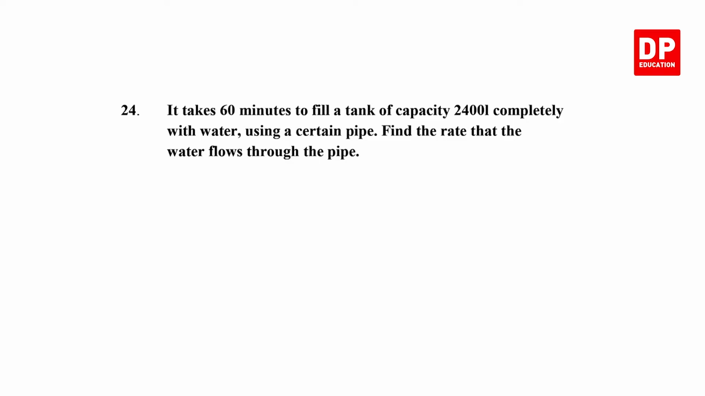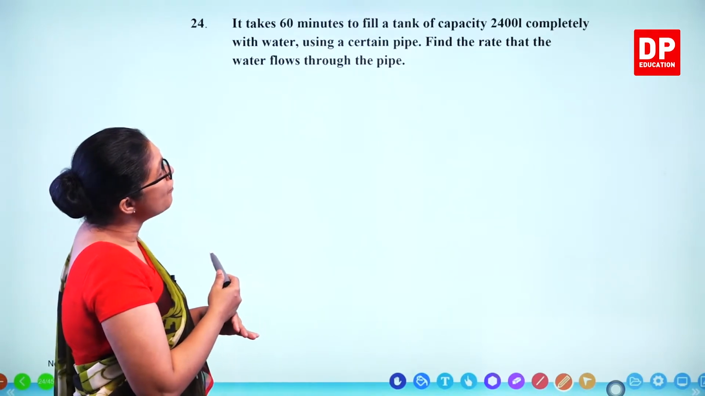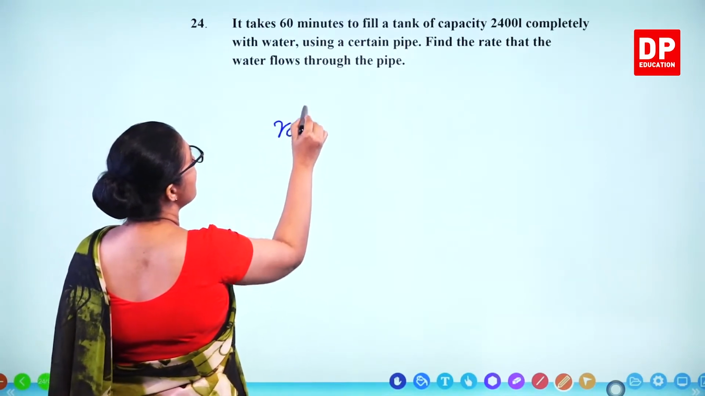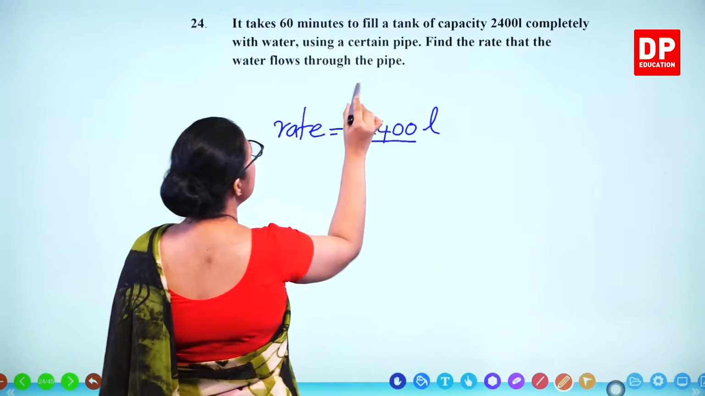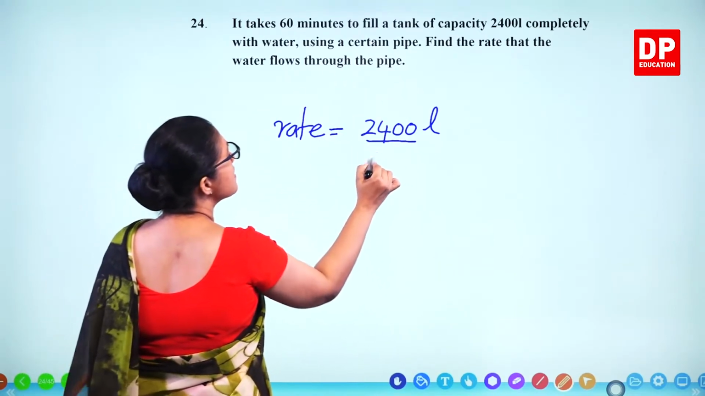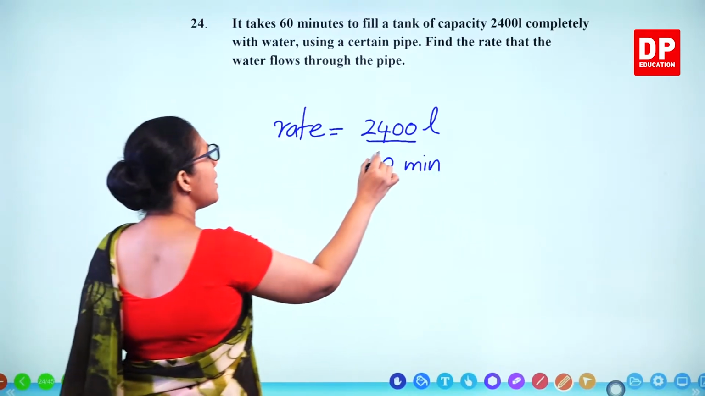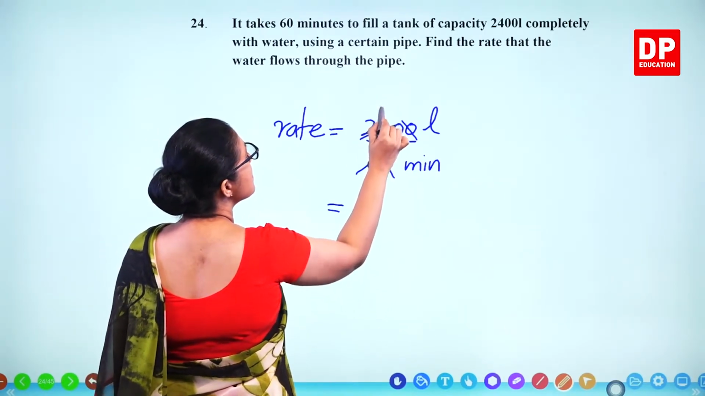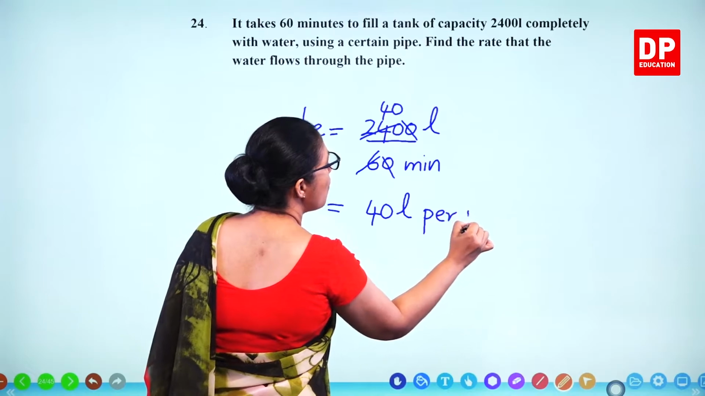Question number 24. It takes 60 minutes to fill a tank of capacity 2400 liters completely with water using a certain pipe. Find the rate that the water flows through the pipe. So rate, straight away you can write 2400 liters within 60 minutes. That's 60 minutes is 1 hour. So you can write either in this form. So 240 divided by 6, that's 40. So you can write 40 liters per 1 minute.